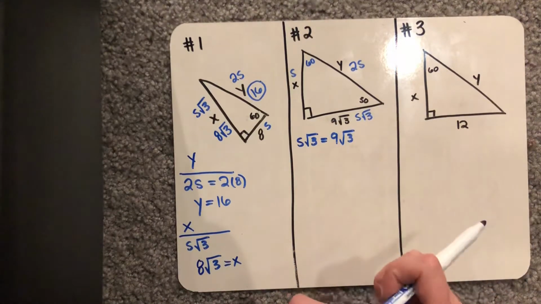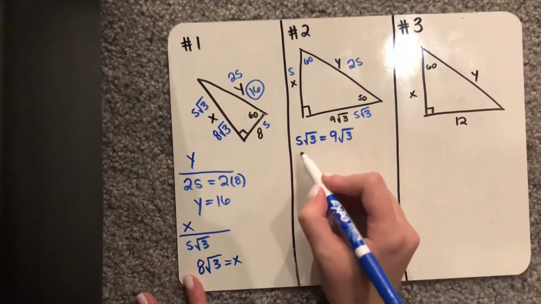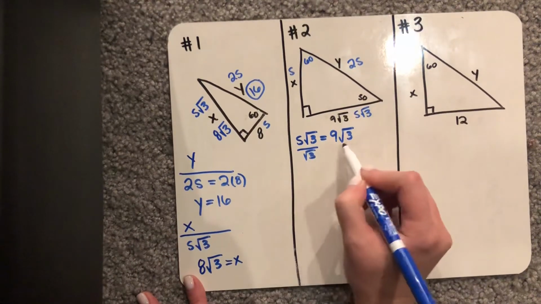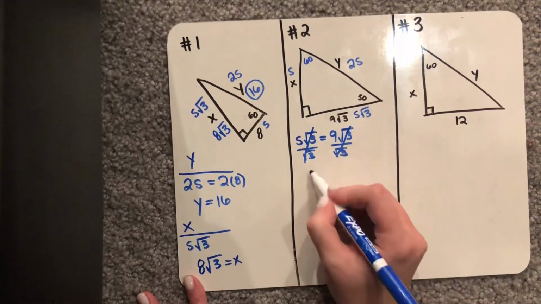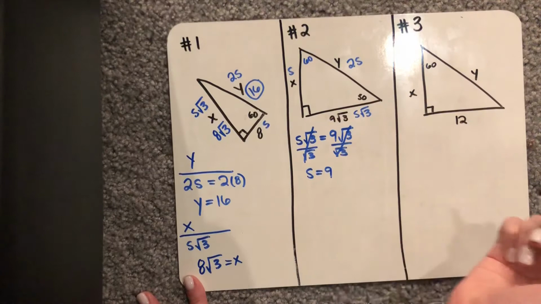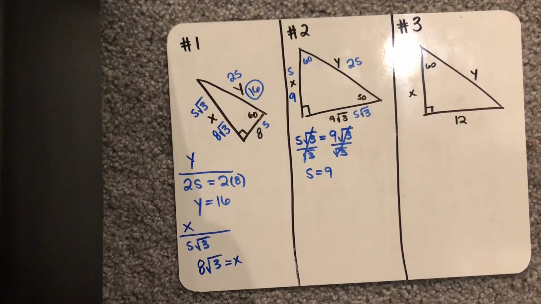So this is really nice because right away I can see that S and 9 are in the same place. But if you weren't able to recognize that, if you just divide by the square root of 3 on both sides, these cancel. So you're left with S equals 9, which means my X right here is 9 because X is the same as S.